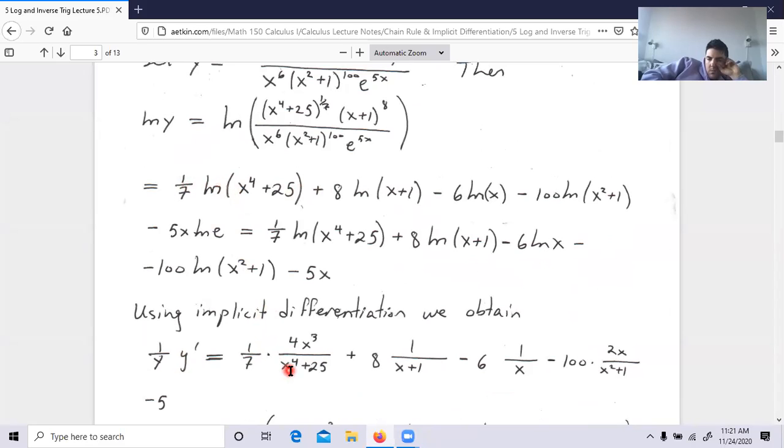It's going to be 1 over 7, x to the 4 plus 25. The derivative of x to the 4 is 4x cubed on the numerator. I use chain rule. So it's 1 over what you have on the inside multiplied by the derivative of the inside. Here, it's 1 over x plus 1. The derivative of x plus 1 is 1. Here it's minus 6, 1 over x. Here it's minus 100. On the bottom, x squared plus 1. Derivative of x squared plus 1 is 2x. And then the derivative of minus 5x is just simply minus 5.